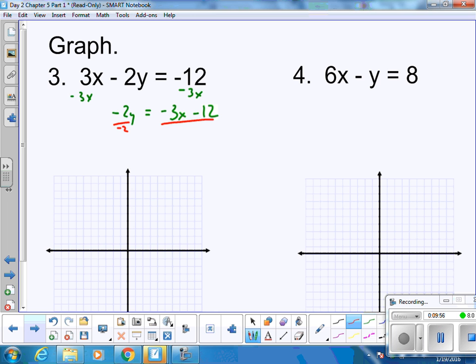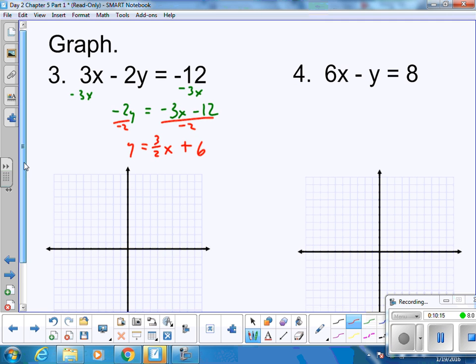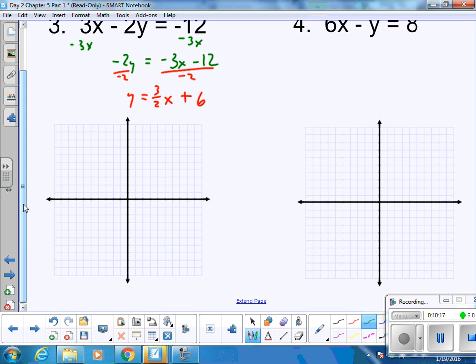Divide everything by -2, so I end up with y equals... Negative divided by negative is going to be positive, so it's 3/2 x. I am going to leave it improper so I can work with it. Negative 12 divided by negative 2 is going to be 6. So I need to have found my y-intercept and my slope. 1, 2, 3, 4, 5, 6. And my slope rises 3, 1, 2, 3, and runs 2.